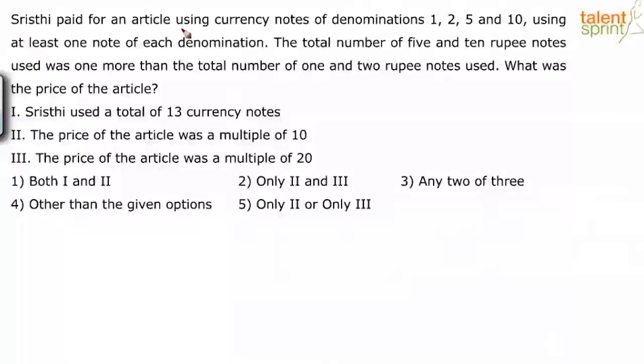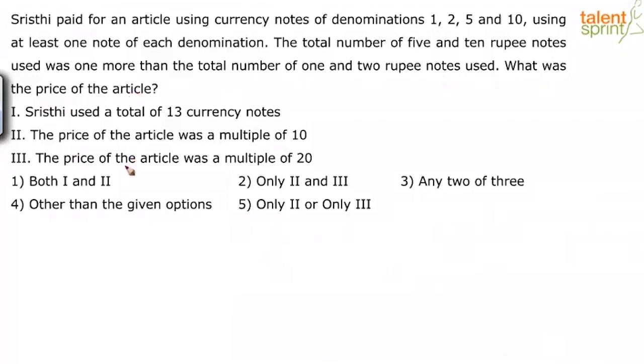Srishti paid for an article using currency notes of denominations 1, 2, 5 and 10, using at least one note of each denomination. The total number of 5 and 10 rupee notes used was one more than the total number of 1 and 2 rupee notes used. What was the price of the article?